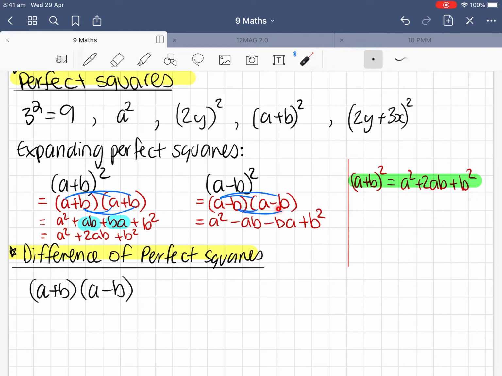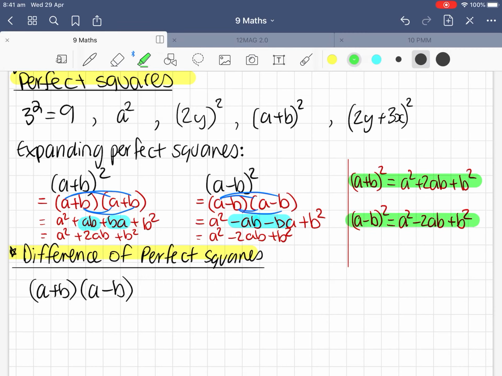Okay, so look at that now. We have minus b times minus b is positive b squared. These guys here are like terms, so we can bring them together and we end up with a squared minus 2ab plus b squared. So another little general rule is that if you have a minus b all squared, you end up with a squared minus 2ab plus b squared. And that's our second little shortcut rule that we might be able to use later on.